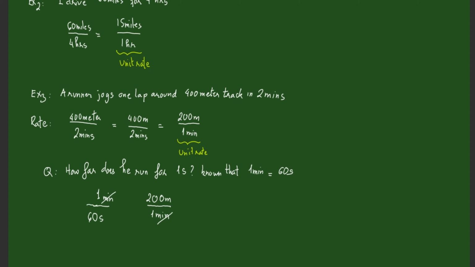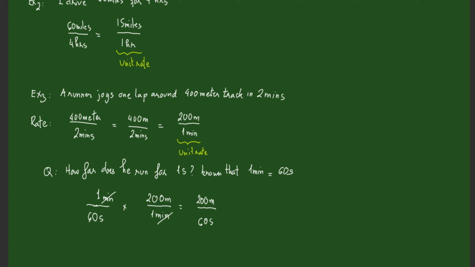Sorry. So this is the conversion factor we use: 1 minute is 60 seconds. We could write 60 seconds over 1 minute, but then we cannot cancel the minute. The minute should be on the top. So you multiply by this, and then you have 200 meters over 60 seconds. This is the ratio in seconds, and this is the rate in minutes.